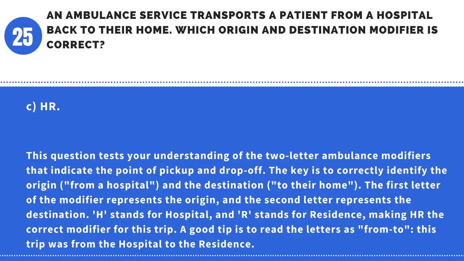This question tests your understanding of the two-letter ambulance modifiers that indicate the point of pickup and drop-off. The key is to correctly identify the origin, from a hospital, and the destination, to their home. The first letter of the modifier represents the origin, and the second letter represents the destination. H stands for hospital, and R stands for residence, making HR the correct modifier for this trip. A good tip is to read the letters as from to. This trip was from the hospital to the residence.